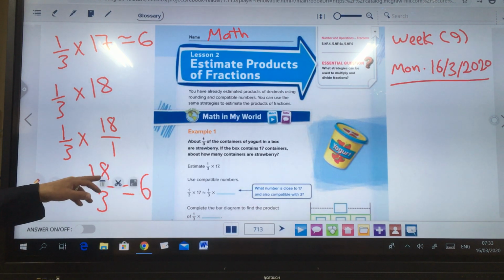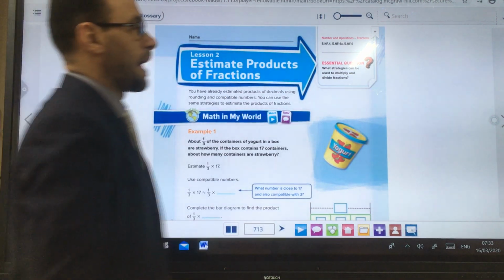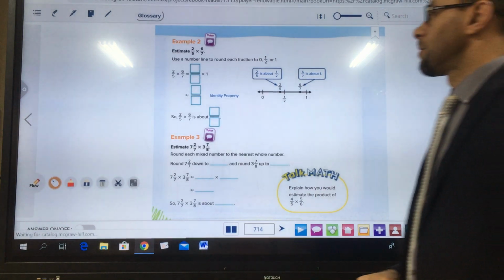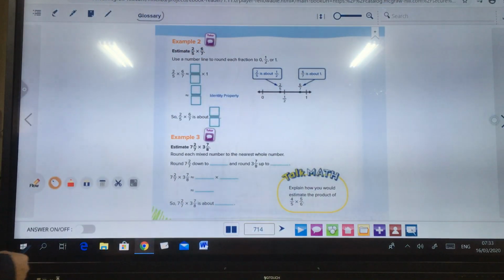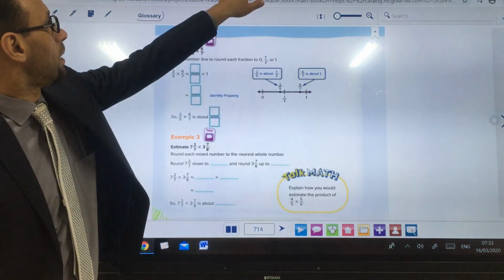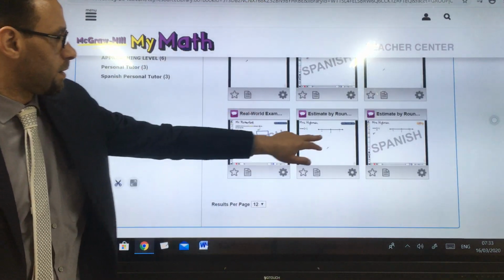Today, we'll learn how to estimate fractions, as we see here in example number 2. Before we start this example, I want you to watch this video.